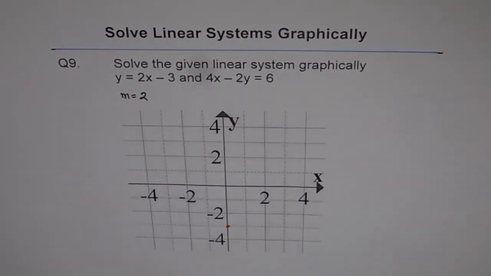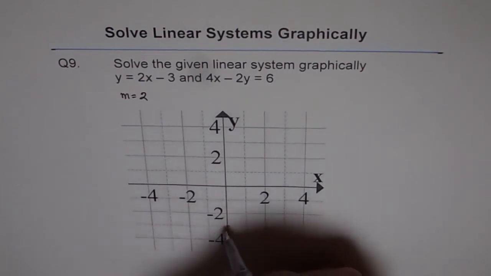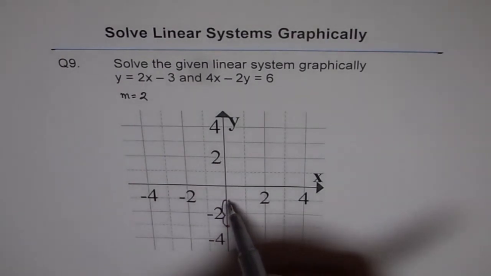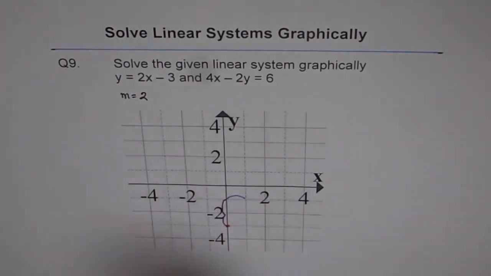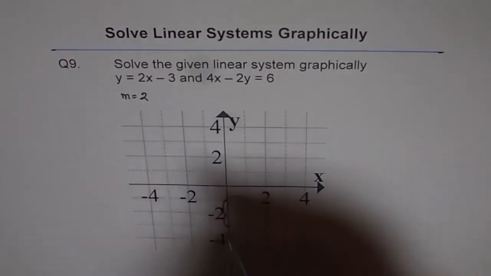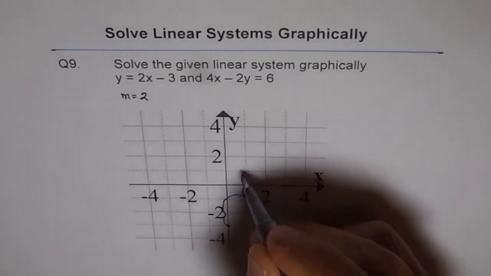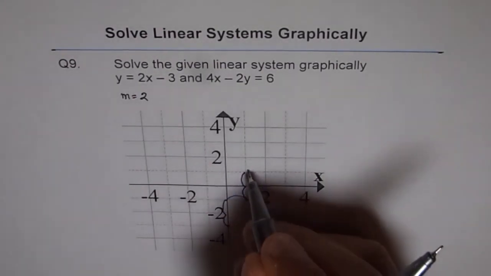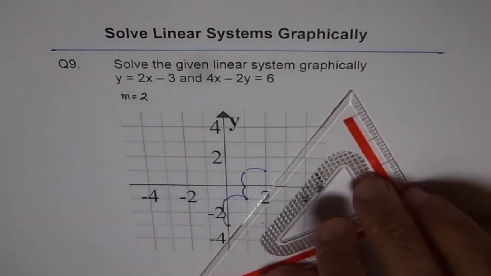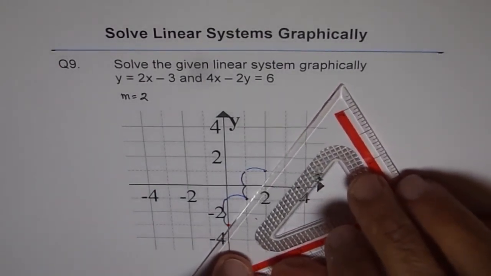So from here, to get the next point, we'll do rise of 2, and then run of 1, which is this point. And then again we can do rise of 2 and run of 1 to get the third point. Three points are more than enough to draw our line. Two are good enough actually, but three gives you better accuracy and control.